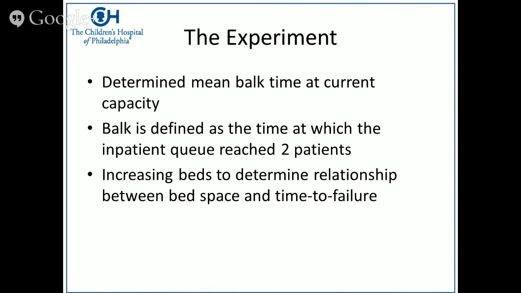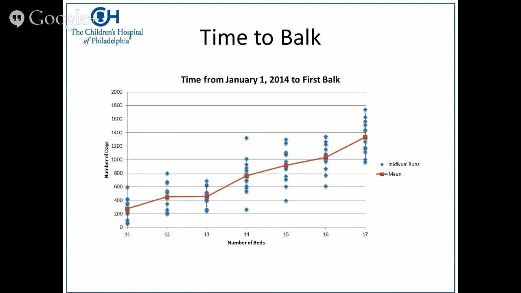And we plotted the time to balk based on the number of beds that we had. And that's what we see here. Each blue dot is an individual run. The red line represents the mean, and it shows us how many beds we need in order to avoid balking for as long as possible. The 11 beds, as our current state, allowed us about 270 days until the next balk. So we know that we are rapidly approaching the time at which our nightmare scenario will happen.